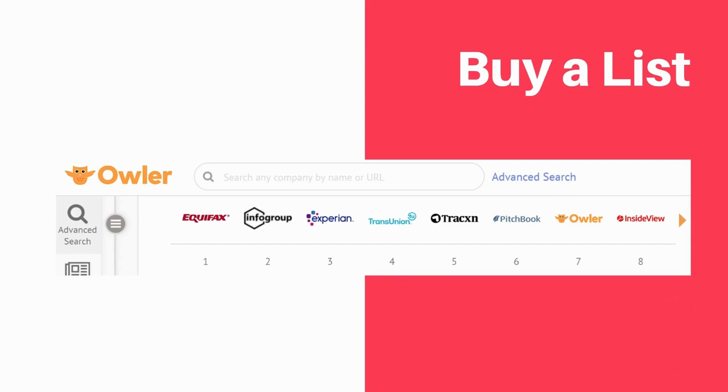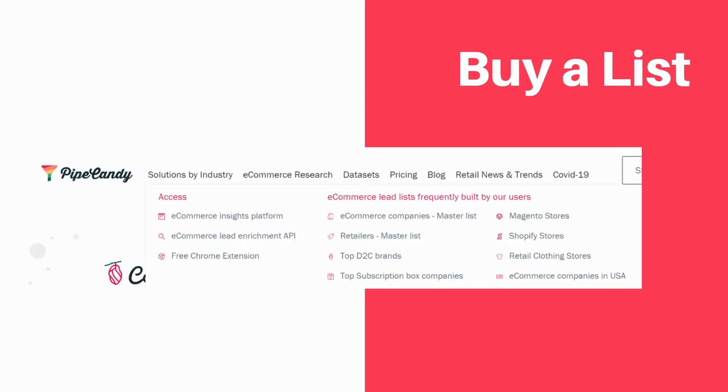But in niche markets, you may want to consider niche list providers. These specialized lists often perform better. Pipe Candy, for example, provides a list of e-commerce sellers. Here, you can segment the different types of e-commerce sellers by technology. Specialized list sellers often have higher quality lists because they understand the niche market better.